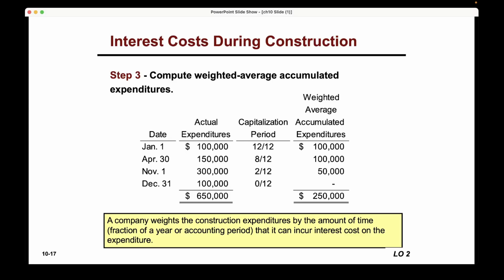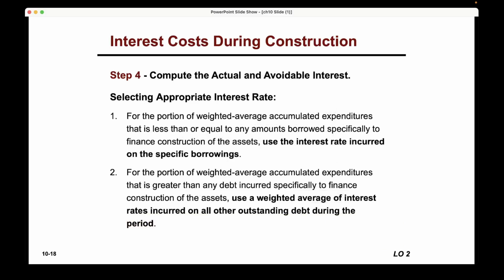Okay. Next, on to step 4 for these calculations. We are going to figure out how to compute the actual and avoidable interest that should be capitalized. You still remember our step 3, we need to compare between the actual and avoidable interest, and here we are going to compute it mathematically.